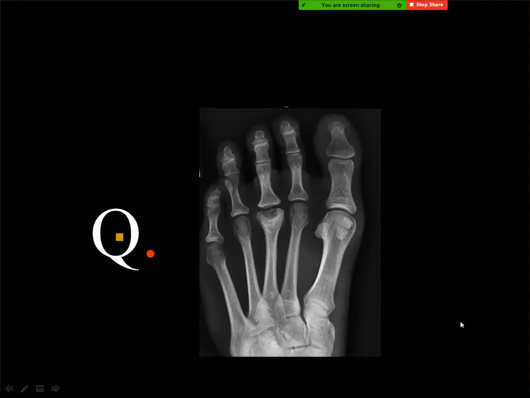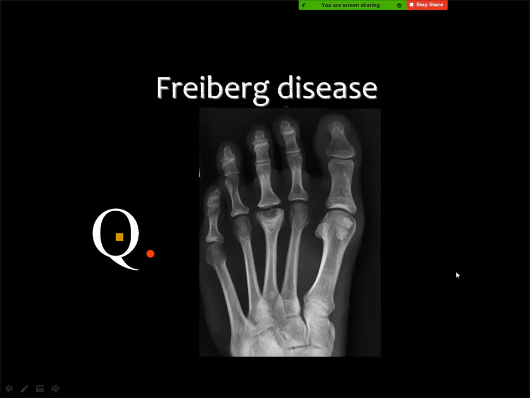Avascular necrosis of the third metatarsal. Yes, this is Freiberg disease. Freiberg disease is osteonecrosis of the metatarsal head. Usually the third one, but maybe also the second.